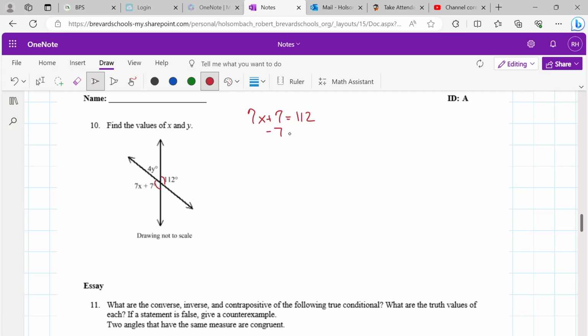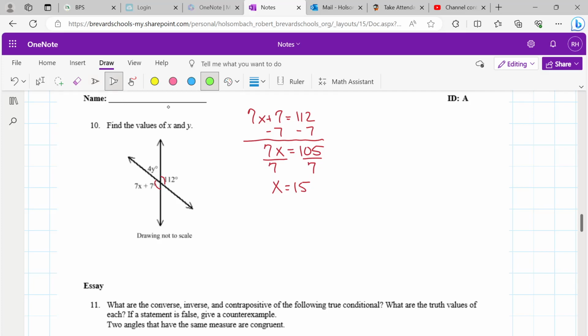So subtract 7 from each side. And 7x equals 105. Divide both sides by 7. And x equals 15. So now we've got an x that's equal to 15.